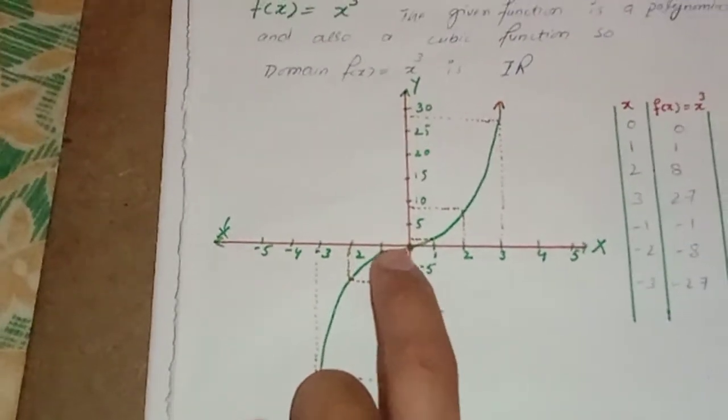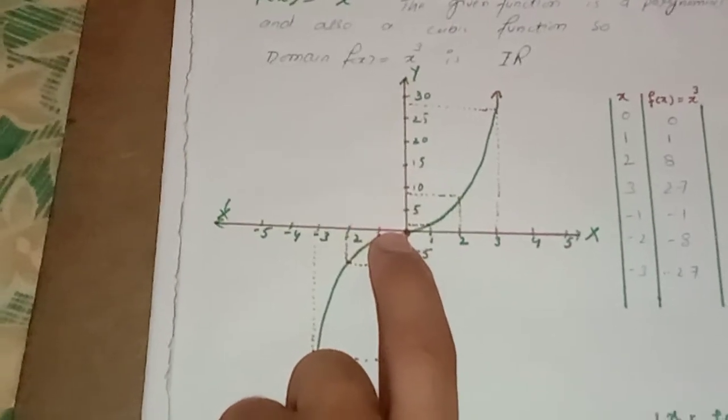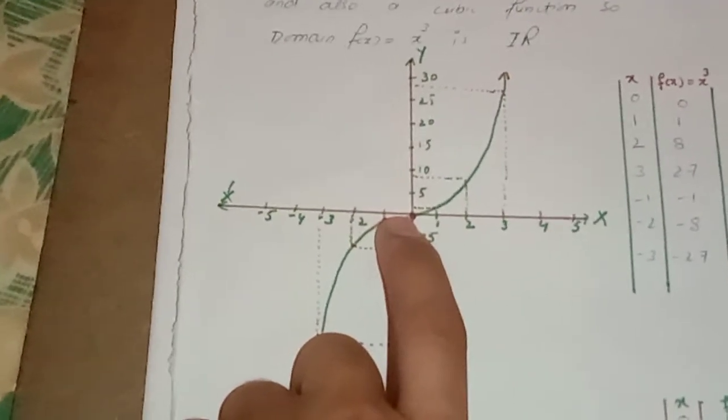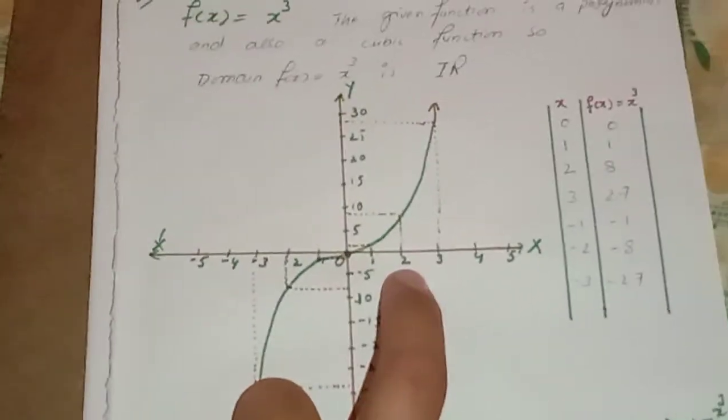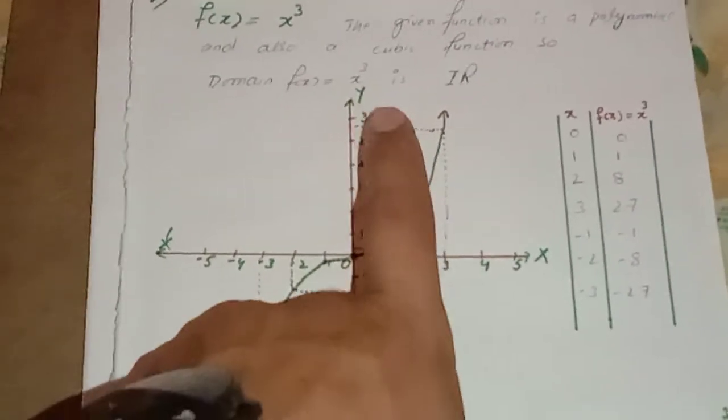So let's focus on sketching. When we put 0, it gives us 0, so it will pass through the origin. When we put 1, it will give 1. When we put 2, it will give 8. When we put 3, it will give 27.